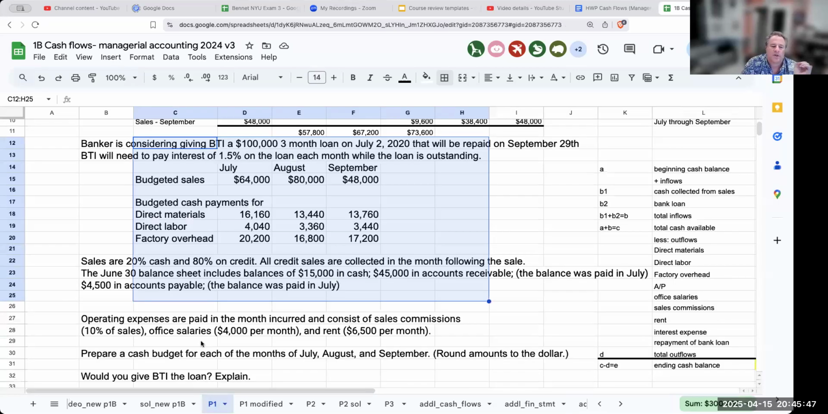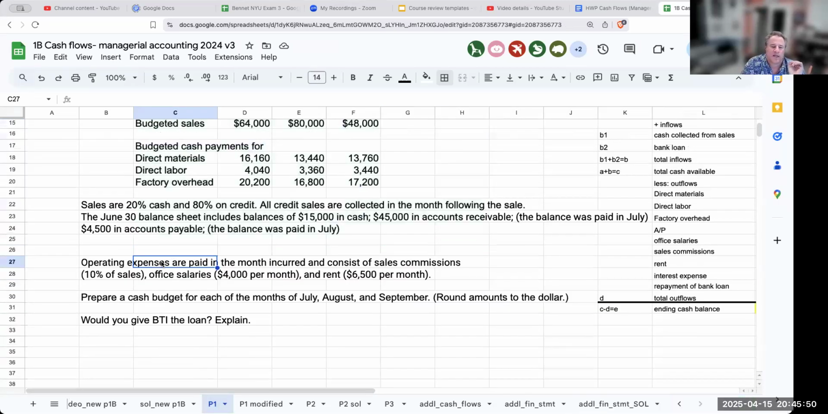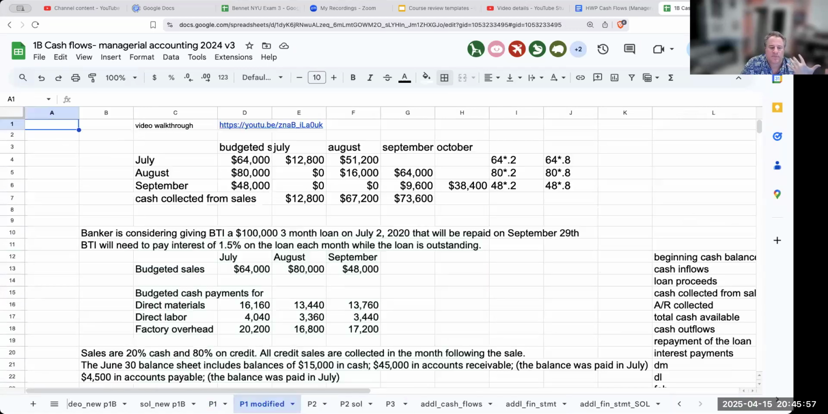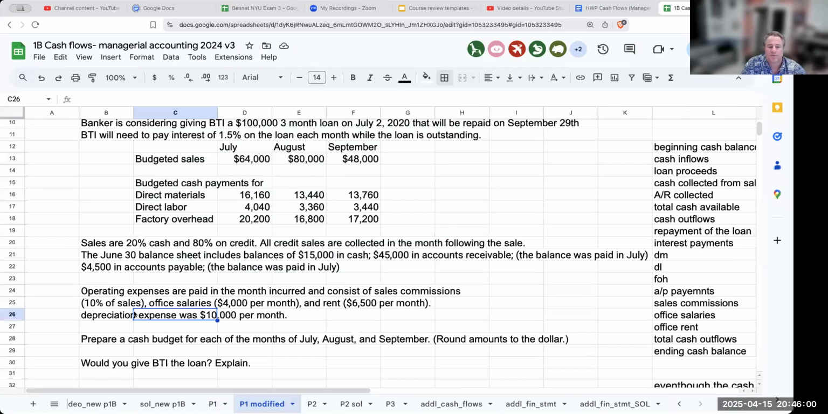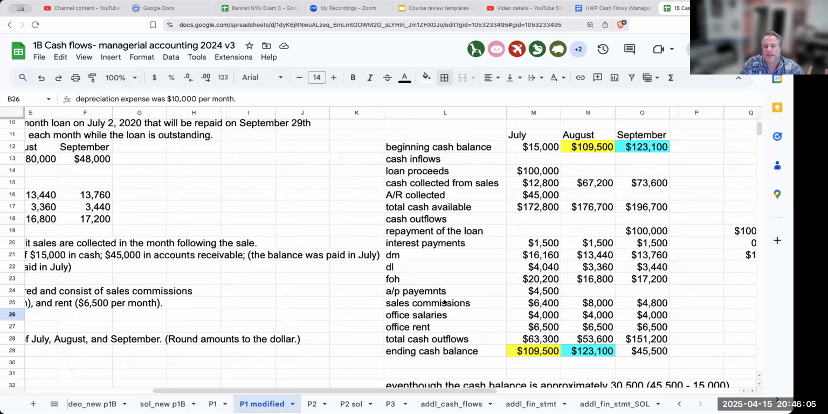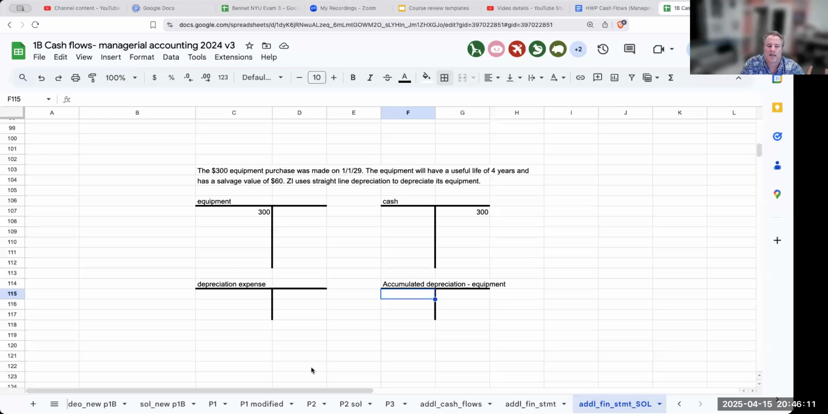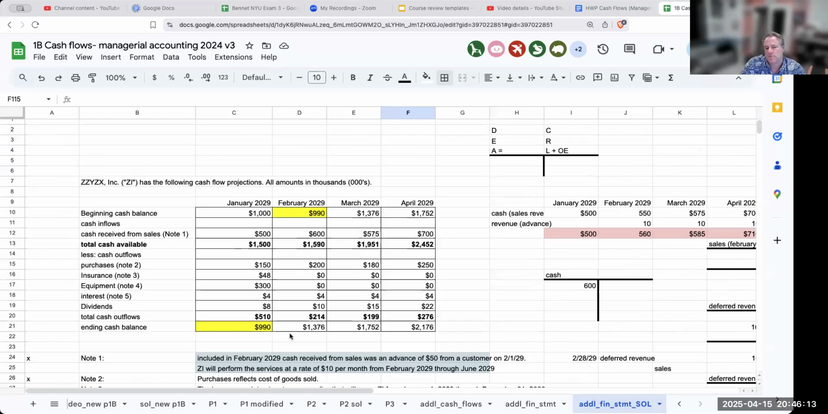Don't fall into the trap. I'll sometimes put on exams where I'll say, yeah, depreciation expense was 10,000 per month. I will get a student that will put depreciation expense into the cash flow. You don't do that. The reason why is because when we show the purchase of the equipment, that's really when the cash is going out. When we're recording depreciation, it's just showing the use. It is a non-cash item.